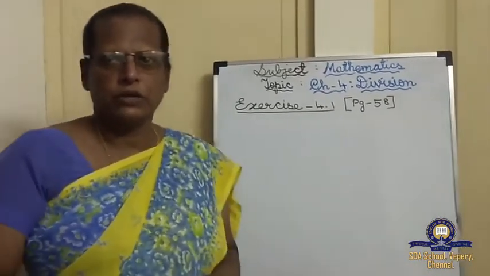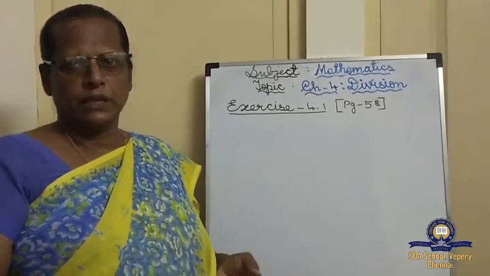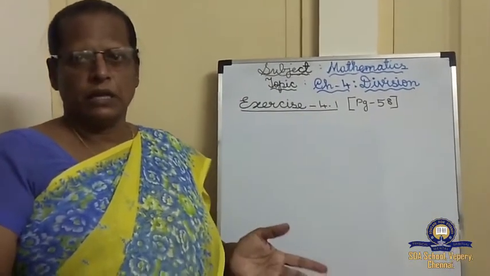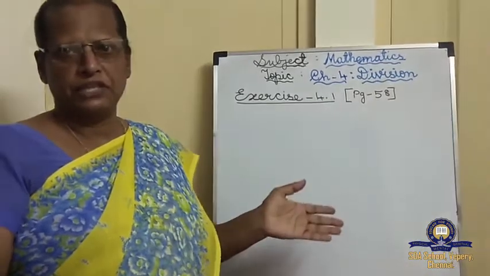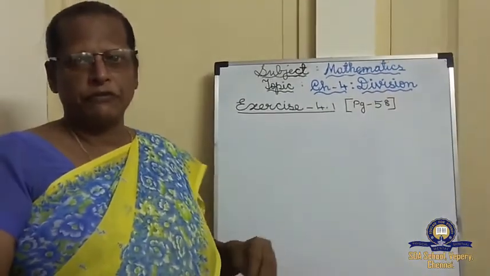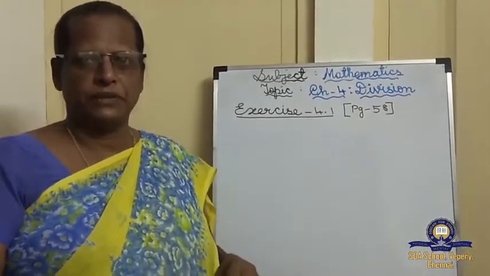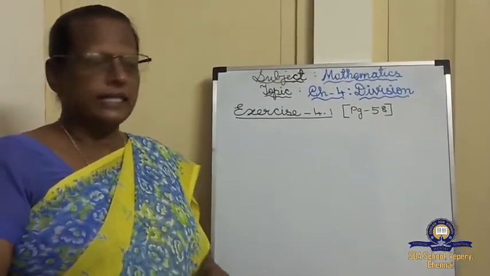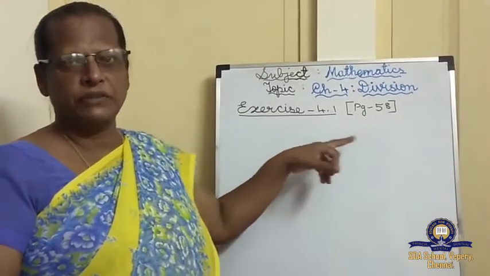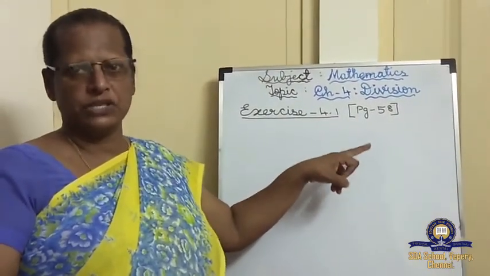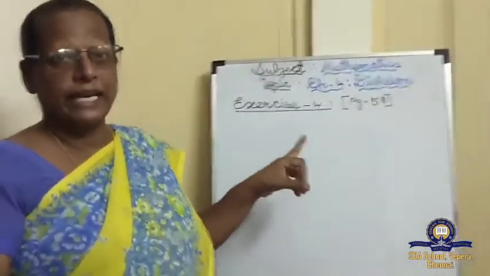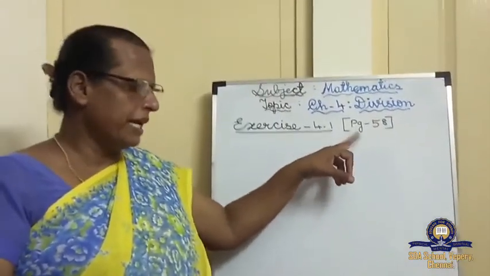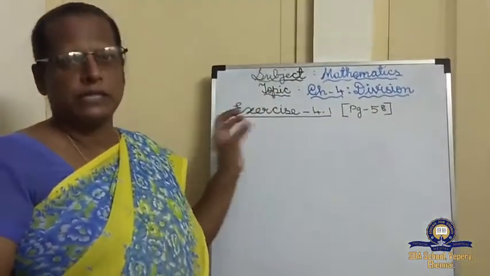Children, today we are going to learn a new chapter. Yesterday we learned the new chapter, division. The page number 54 and 55, that warm-up page we learned. Today we are going to learn the continuation, exercise 4.1, which is given in page number 58. Okay children, if you have book, you can take page number 58. We can do few sums.